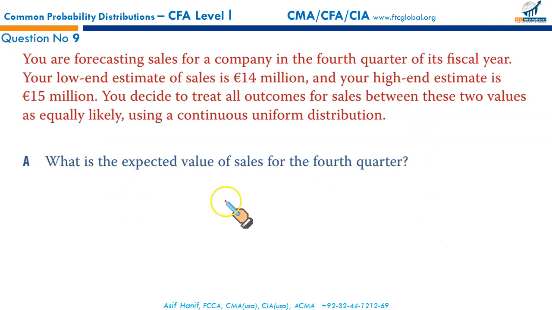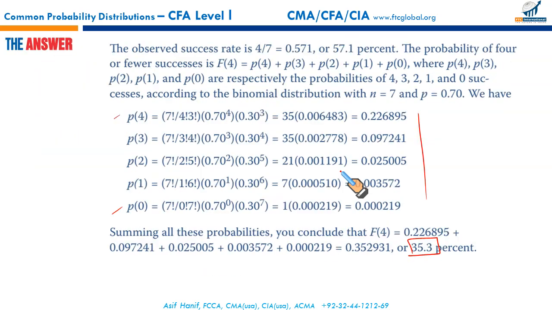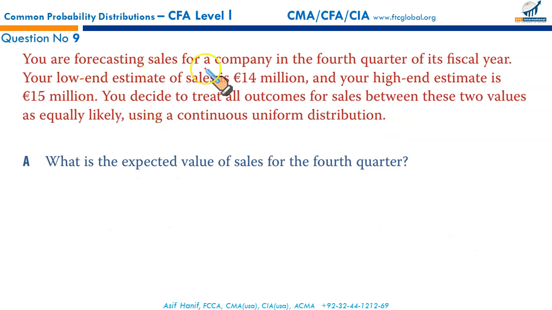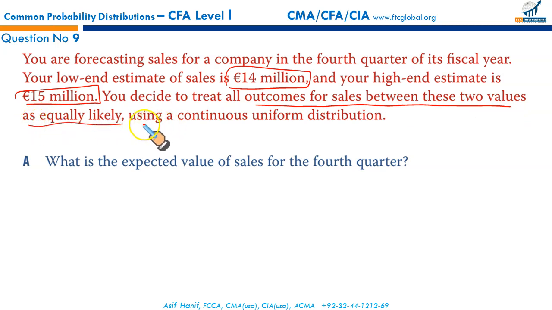Next, what is the expected value of sales for the 4th quarter? Now this is a different question, not question number 8. You are forecasting sales for a company in the 4th quarter of its fiscal year. Your low end estimate of sales is 14 million euros, and your high end estimate is 15 million euros, alpha and beta, if you remember from our reading. You decide to treat all outcomes for sales between these two values as equally likely, using a continuous uniform distribution. Now, what is the expected value of sales for the 4th quarter?